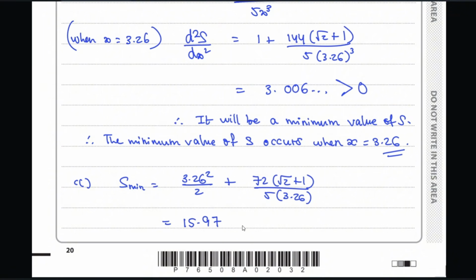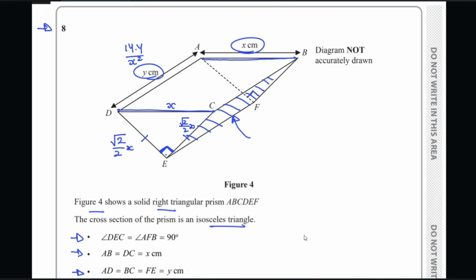15.97. And we need to find this to 2 significant figures. So only 1 and 5. And the next one is 9, which is larger than 5. So we need to round the second significant figure up. So it becomes 16. And because this is a surface area, the lengths are given in centimeters, so this is going to be centimeters squared. 16 centimeters squared. That's a minimum value of the surface area of this prism. And that's the end of question 8.